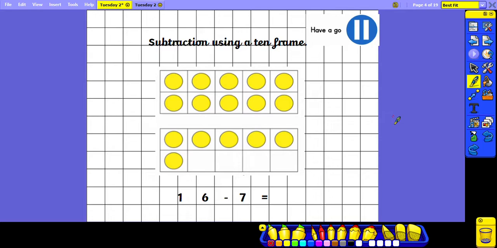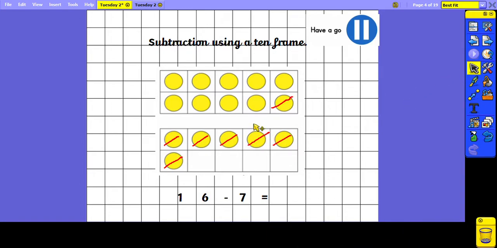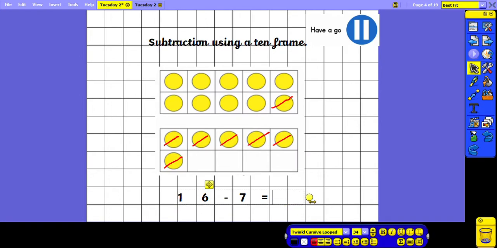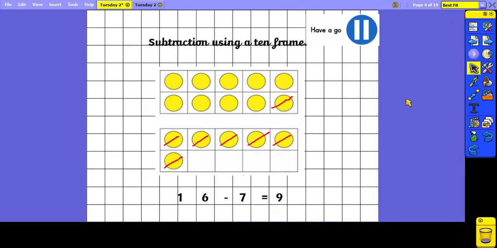I'm now going to go through the answer. I'm going to take 7 counters away. 1, 2, 3, 4, 5, 6, 7. And to work out the answer, we need to count how many there are left. I know here there are 9. 16 take away 7 equals 9. Well done if you got that answer.